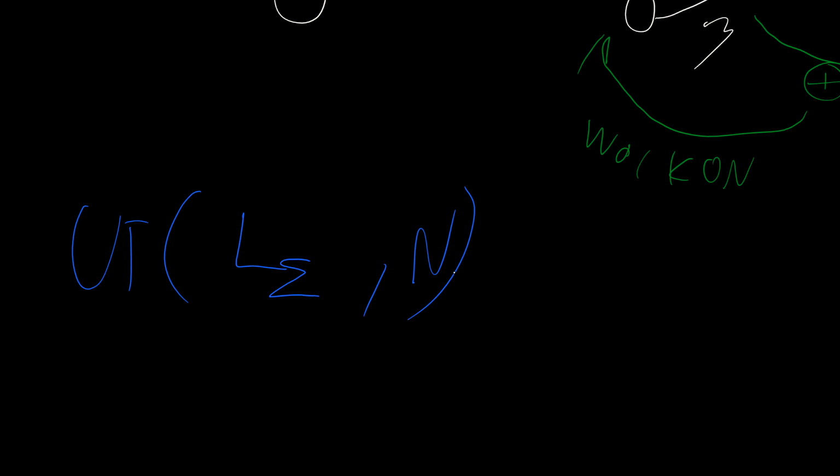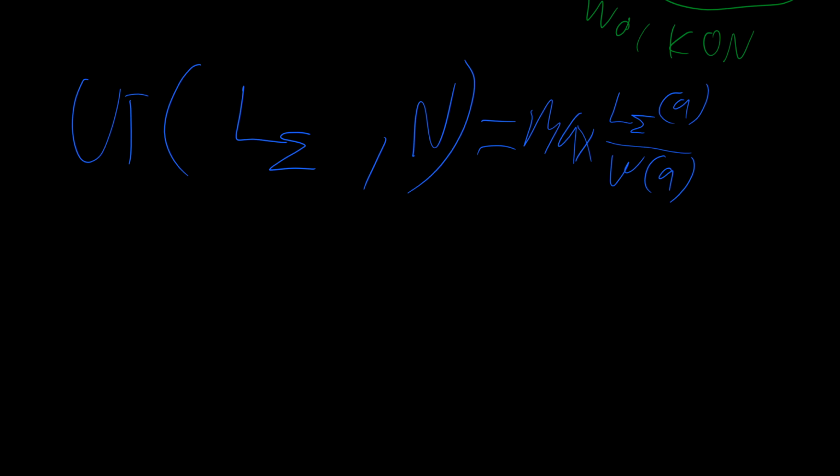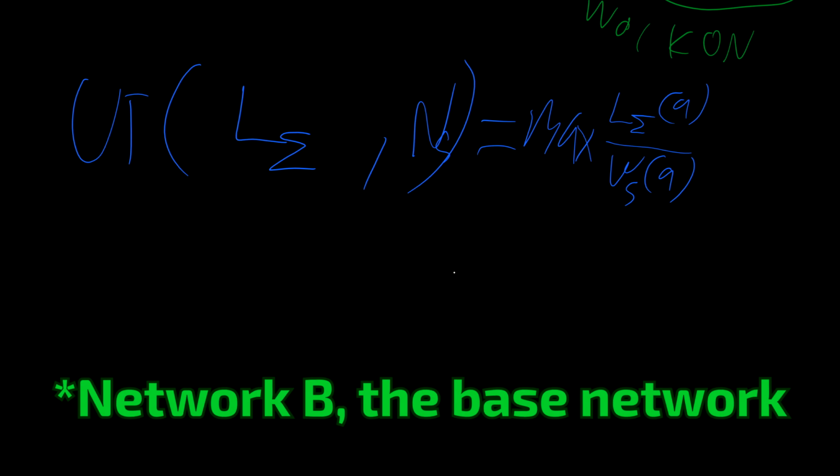Think about the utilization, so UT of the network. Let's just call this load sigma, and that's a load function. So now what do we have? Well, this is the maximum of load sigma A over W A. So we have this load, the weight, and this is of the original network. Now I'm going to do something a little strange, and I'm just going to put a little subscript S. Now you might be like, why are you doing that? It's going to be useful to give that a different name than load B.